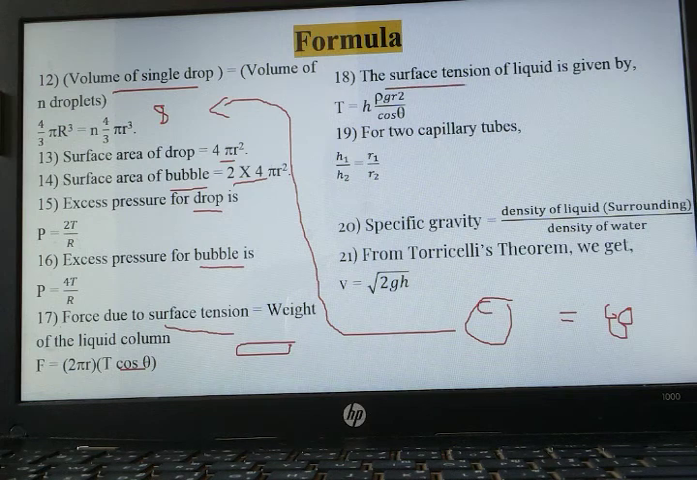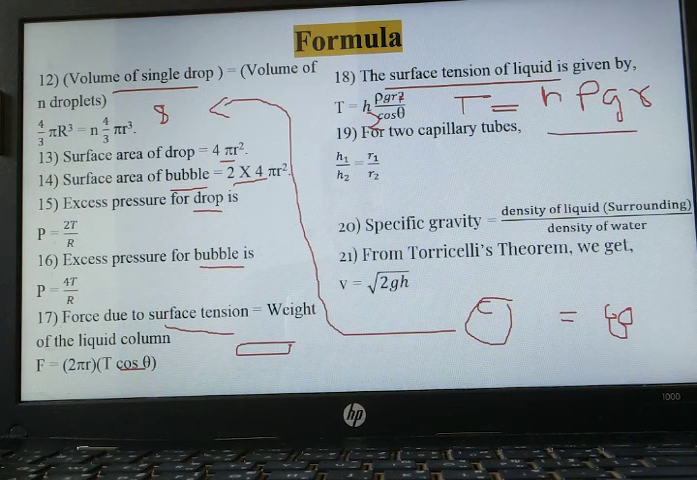Next one, surface tension of a liquid is given by T is equal to h rho g r upon 2 cos theta. The 2 should be in the denominator, it shouldn't be in the numerator. So the formula is T is equal to h rho g r upon 2 cos theta. It is a typing mistake.